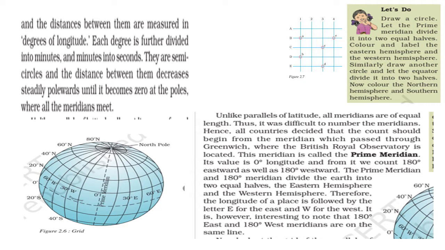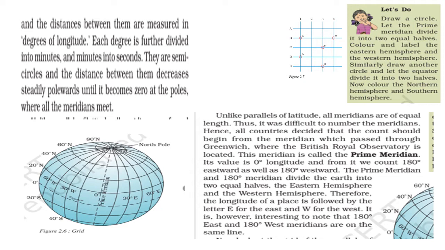Hence, all countries decided that the count should be gained from the meridian which passes through Greenwich, where the British Royal Observatory is located. This meridian is called the prime meridian. Its value is 0 degree longitude, and from it we count 180 degrees eastward as well as 180 degrees westward.